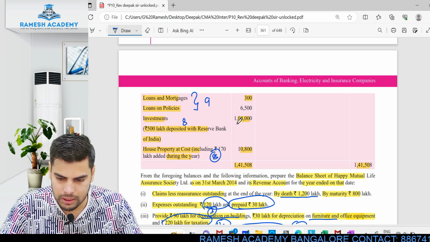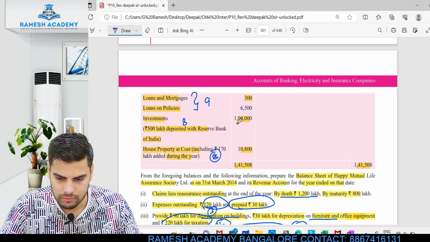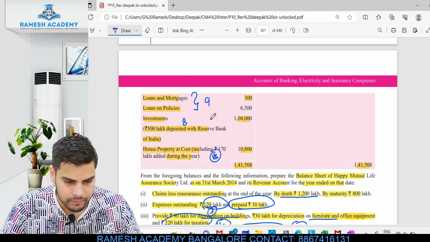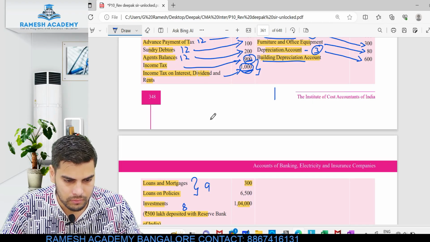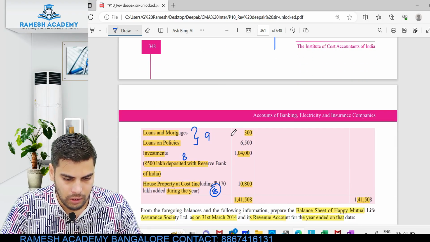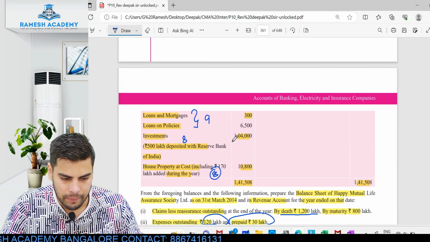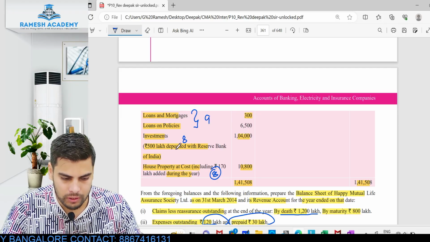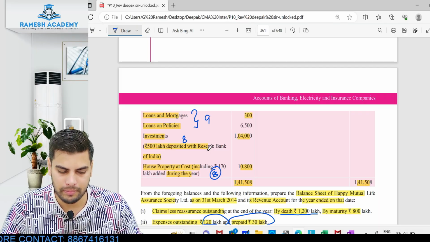So where did we invest this particular 1,04,000 rupees? Is the value correct? Yeah, loans and mortgage, it is 300. So loans on policy, it is this. Here it is. Investment 1,04,000. Out of this 1,04,000, 500 lakh is being deposited with RBI. That is what has been said.